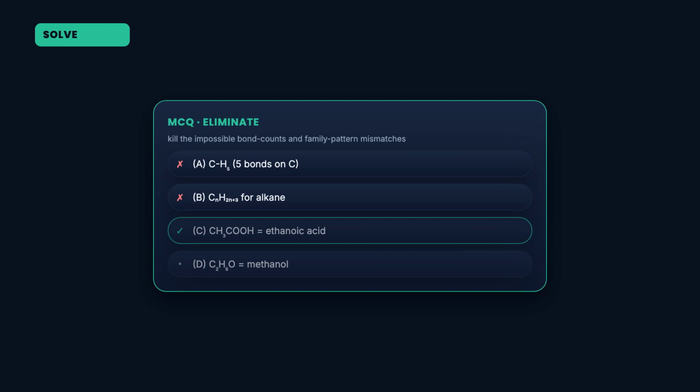For MCQs, eliminate. If carbon has more than 4 bonds in any option, that option is wrong. If the formula doesn't match its family pattern, wrong. 2 eliminations usually leave 2. Pick by functional group recognition.